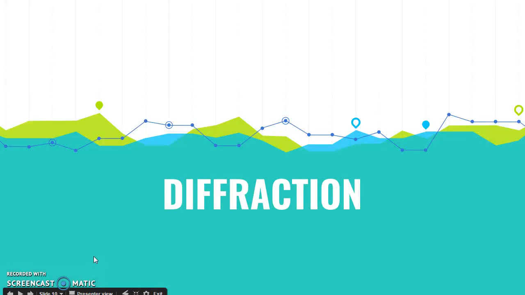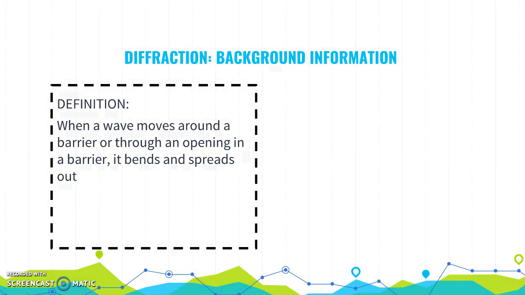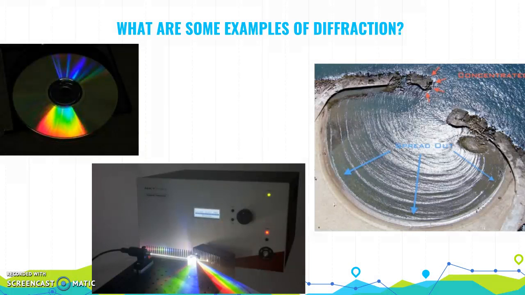Let's talk about diffraction. Diffraction is when a wave moves around a barrier or through an opening in a barrier, it bends and spreads out. So what are some examples of this?